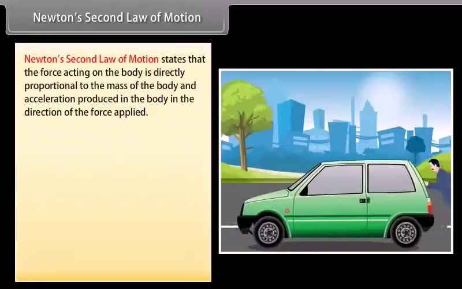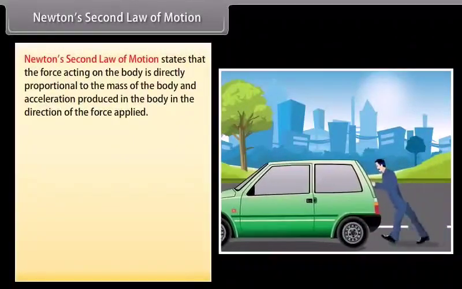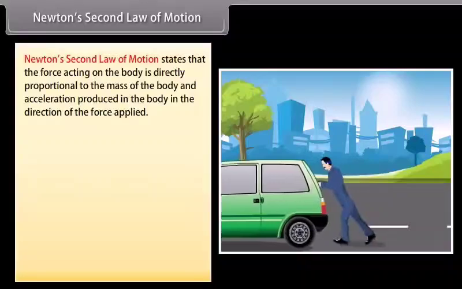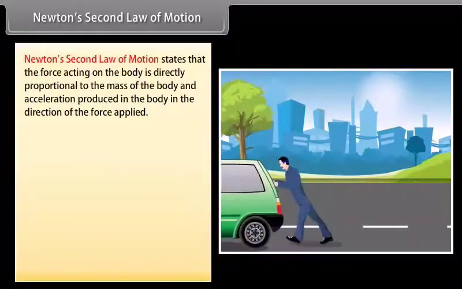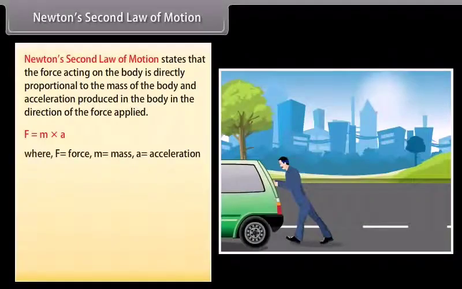Newton's second law of motion. Newton's second law of motion states that the force acting on the body is directly proportional to the mass of the body and the acceleration produced in the body in the direction of the force applied. F is equal to m into a, where F is force, m is mass, and a is acceleration.